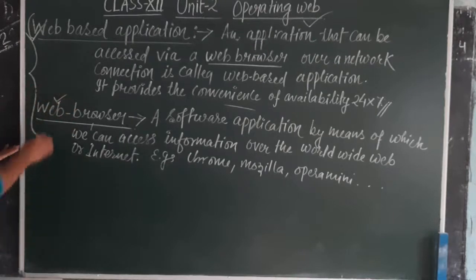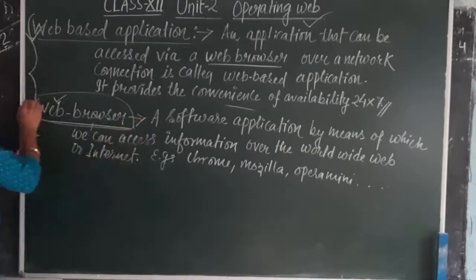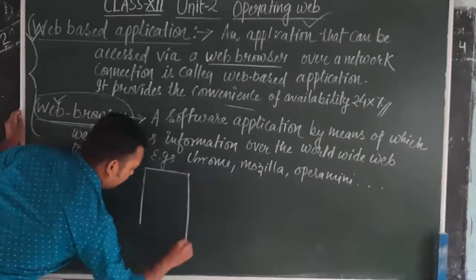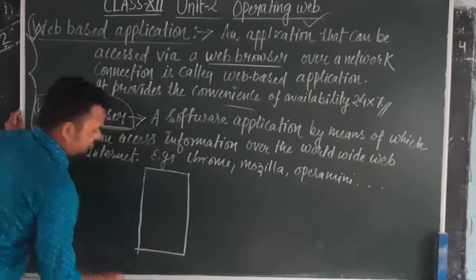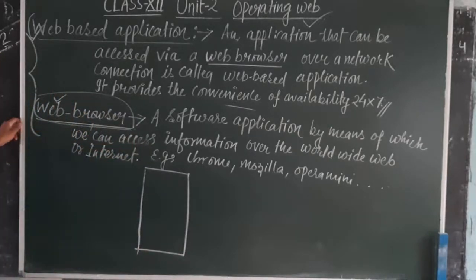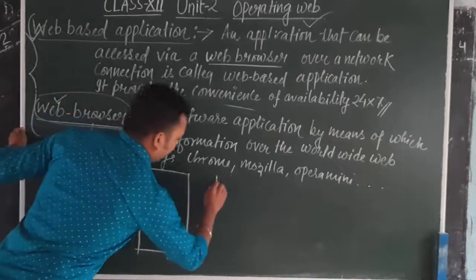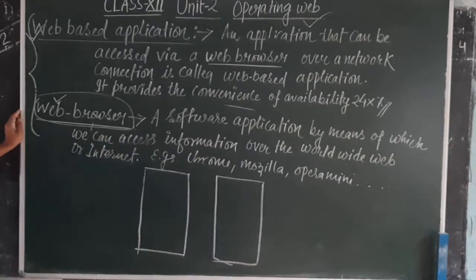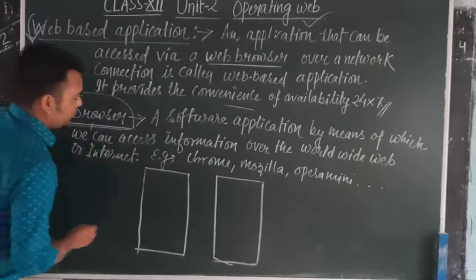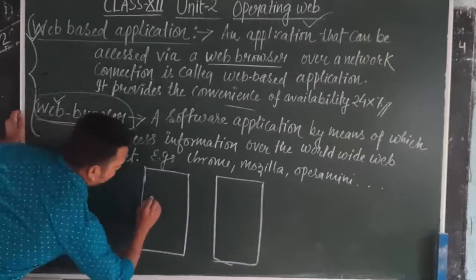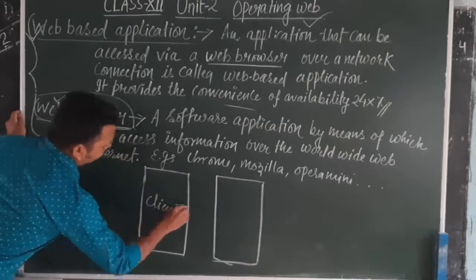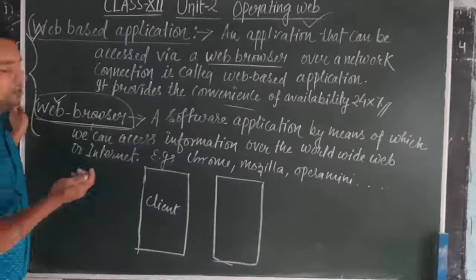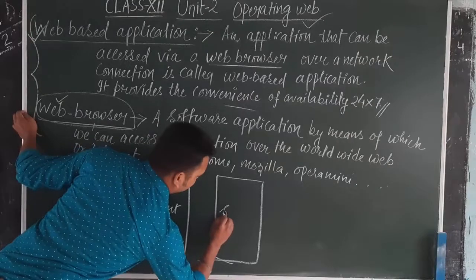Now, under the working of a web browser, the web browser generally works on the client-server protocol, of which I will give a brief overview. What is a client-server protocol? The machine which we are using, that is the computer or the laptop or the devices, can be considered as a client. And the location from where the information is being retrieved is known as the server.